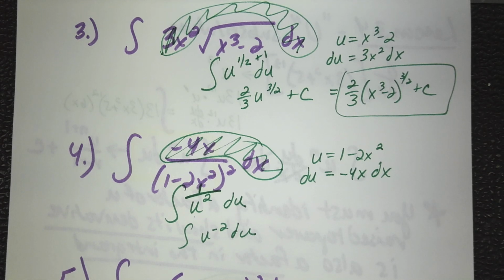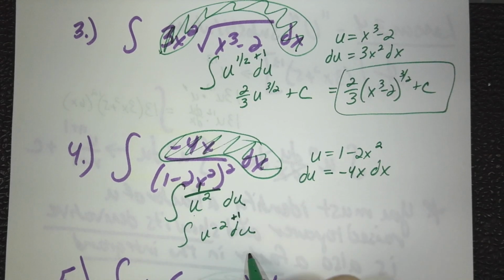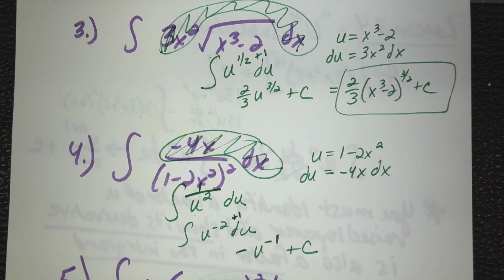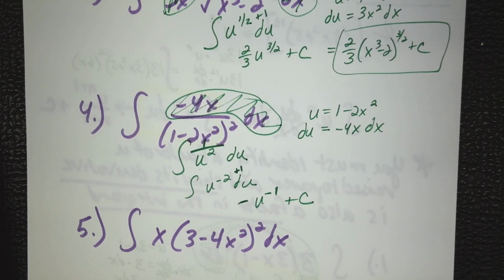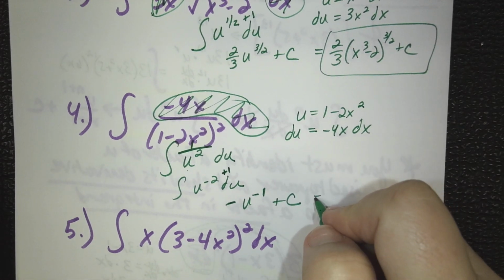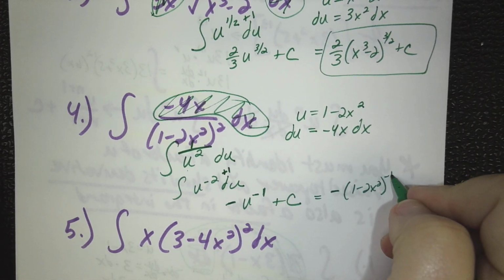And now you just do the simple power rule, which would be add 1, divide by the new exponent. So if I added 1 to this, u to the negative 1, divide by negative 1 is negative, and then add a c. Rewrite that for me correctly. What would be the final answer? Dividing by negative 1 is a negative 1, yeah. Negative 1 times 1 minus 2x squared to the negative 1 plus c.